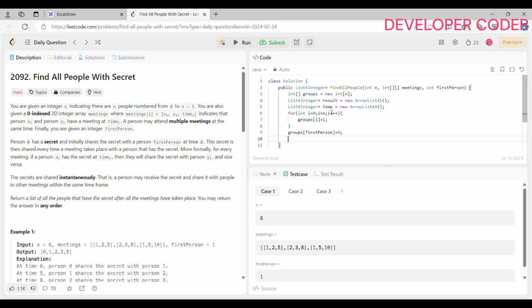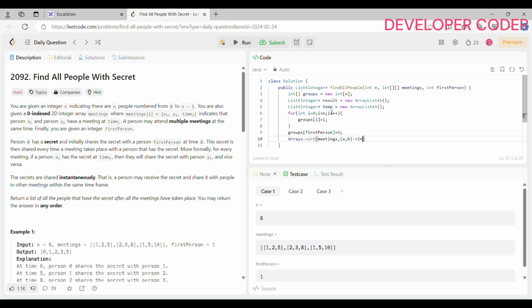So now I'm going to show you how we are going to sort. Arrays dot sort. I'm going to sort meetings, right? Let's say two meetings are conducted, A and B. I am going to compare these two meetings, A and B, based on their time, right?